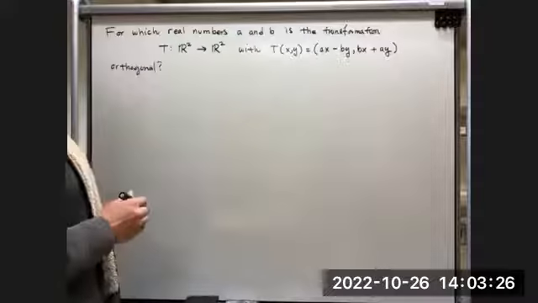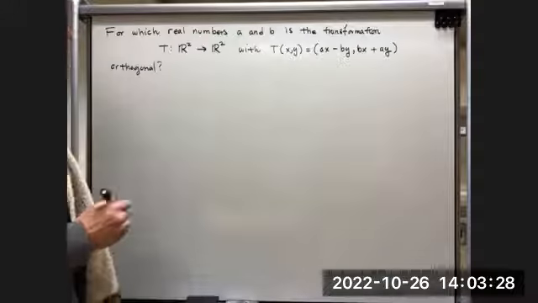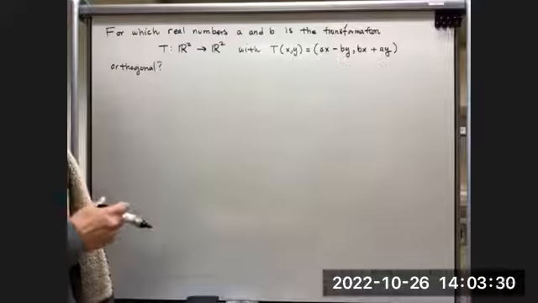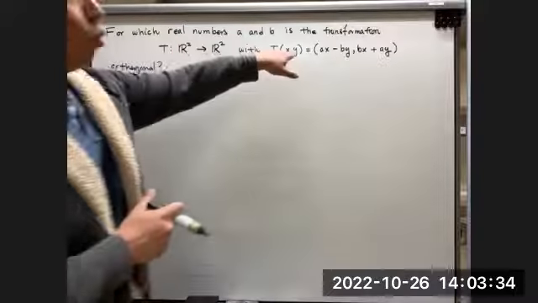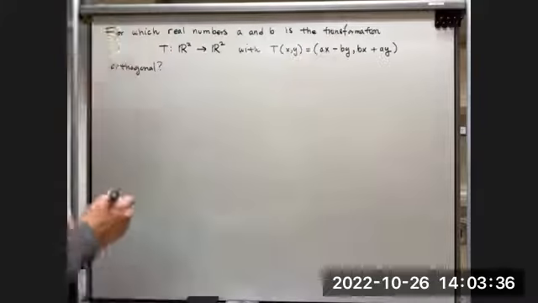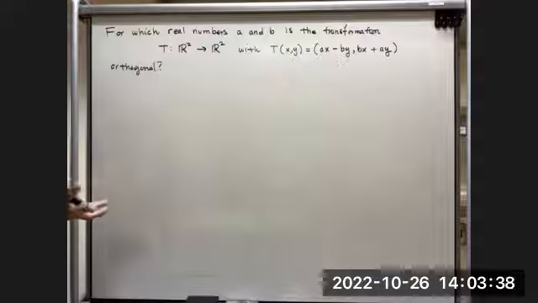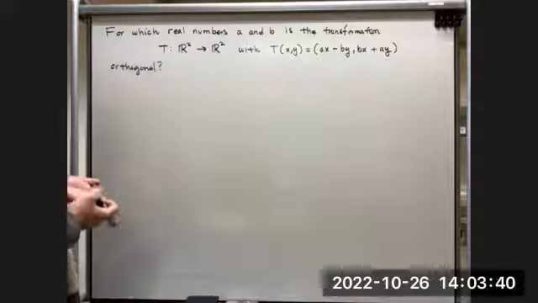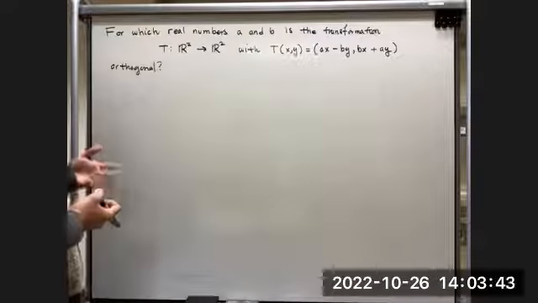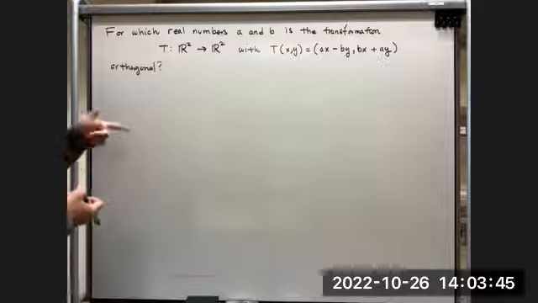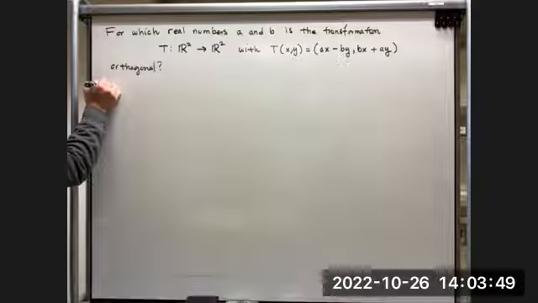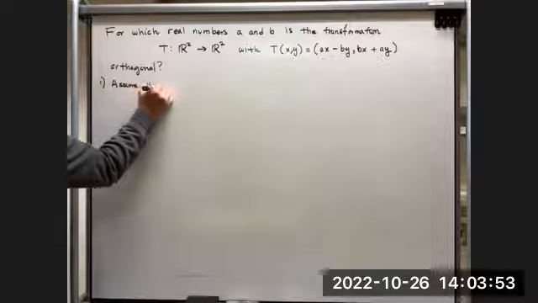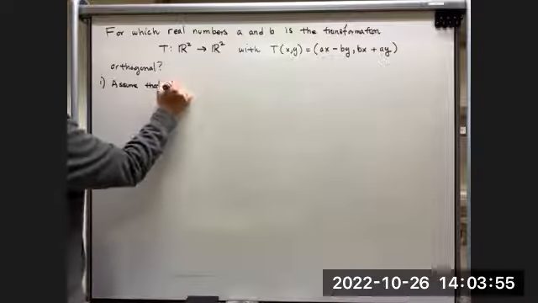Okay, so here's a question from matrix algebra. It says, for which real numbers A and B is the transformation from the plane to the plane with this particular configuration orthogonal? Okay, so we have no idea what A and B are. So we may gain some information by making the assumption that the transformation involved is indeed orthogonal. So first, assume that T is orthogonal.